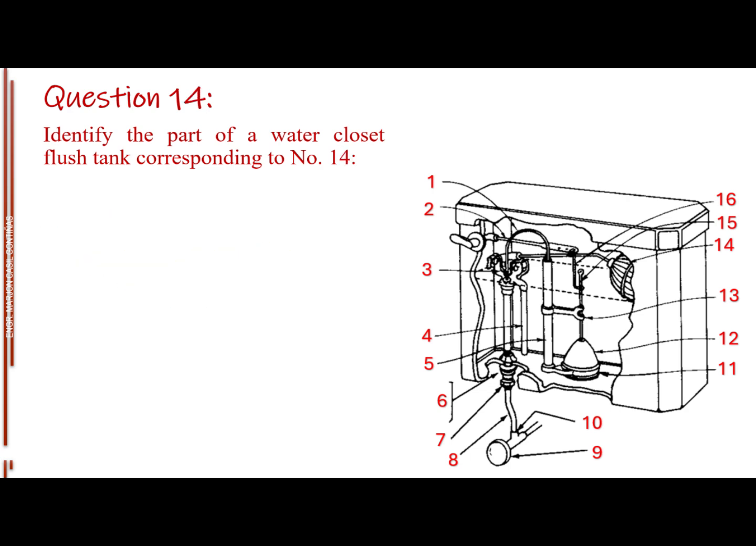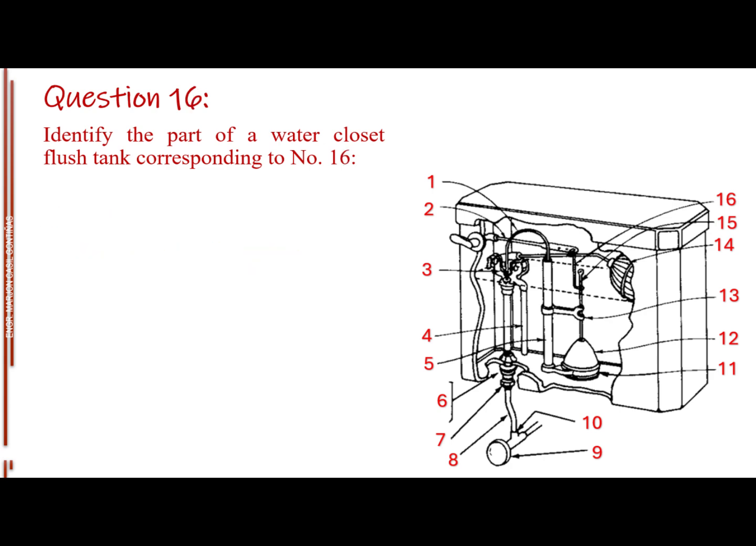Question number 14. Identify the part of a water closet flush tank corresponding to number 14. The answer is float. Question number 15. Identify the part of a water closet flush tank corresponding to number 15. The answer is lower lift wire.